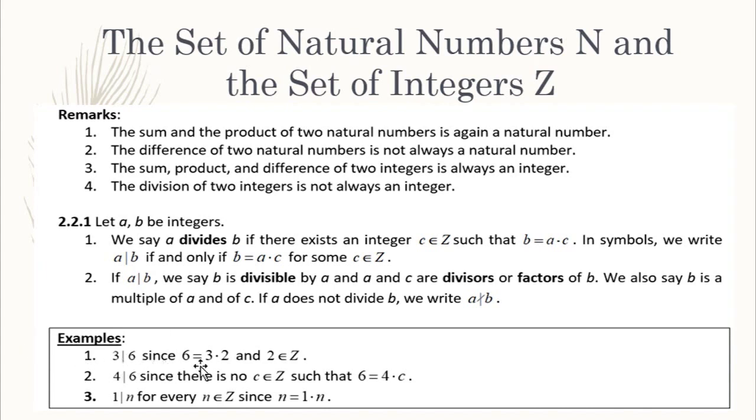Mao ni siya ang example number 1. 3 divides 6 since 6 is equal to 3 times 2 and 2 is an element of an integer. Another example, 4 does not divide 6 since there is no C, which is an element of integer, such that 6 is equal to 4 times C. Then, next example, 1 divides n for every n that is an element of integers since n is equal to 1 times n.